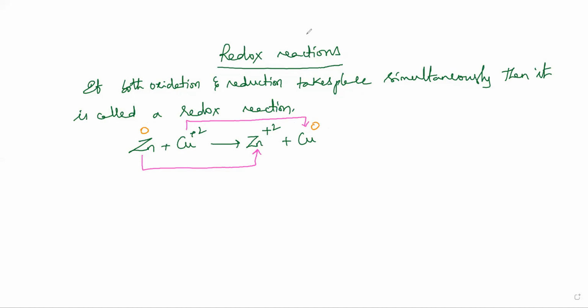Now zinc changed its oxidation state from 0 to +2. That means increase in oxidation state. Increase in oxidation state is called oxidation. Whereas copper oxidation state +2 to 0, that is decrease. Decrease in oxidation state is called reduction. So the given reaction is a redox reaction. It comes under what type of reaction? Redox reaction. Understood? So this is about the introduction of this chapter, redox reactions.